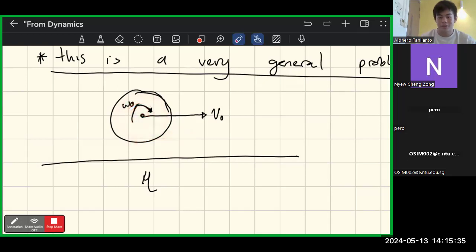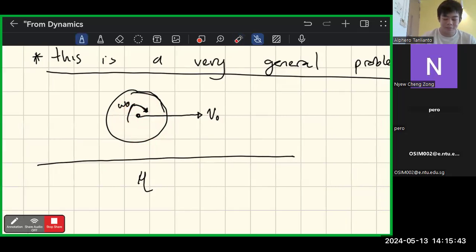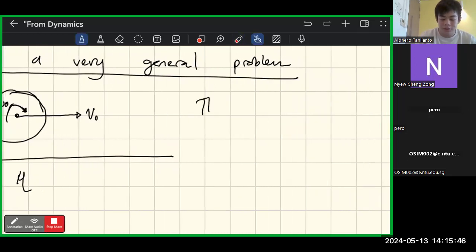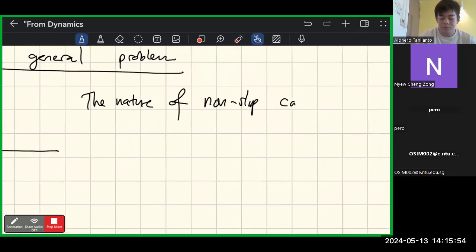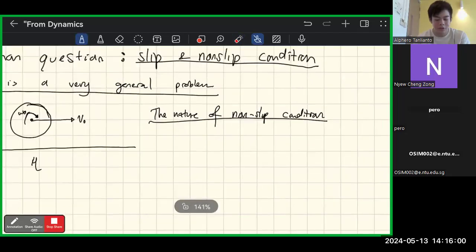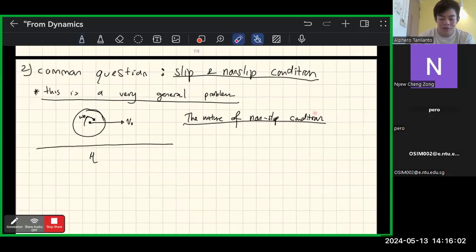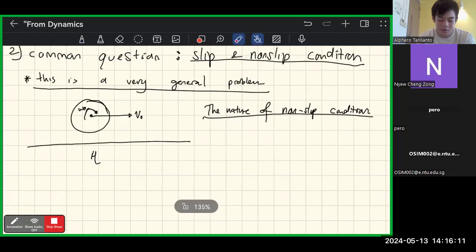How do you decide? To decide the direction of the friction, you have to understand the nature of the non-slip condition. Sorry, this is very hard to picture. This is like a whole lecture by itself. The prof doesn't tell us anything about this, but these problems usually come out anyway. I saw these problems two or three times in past years.